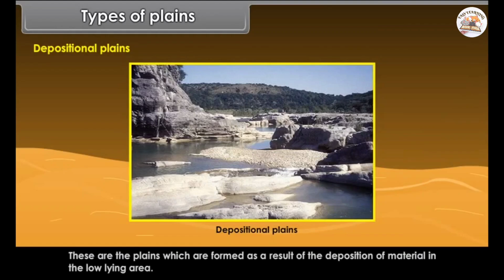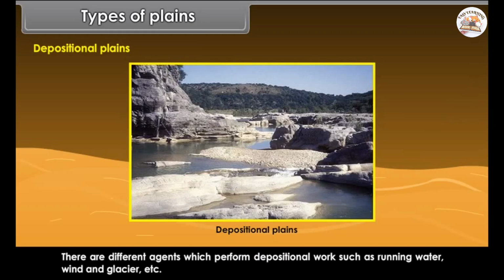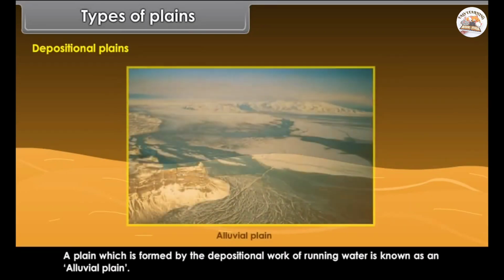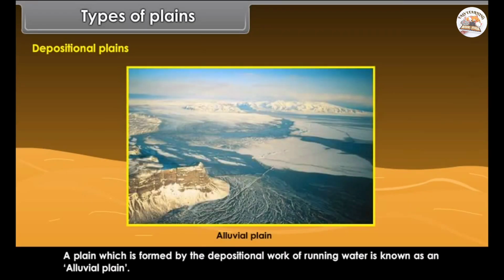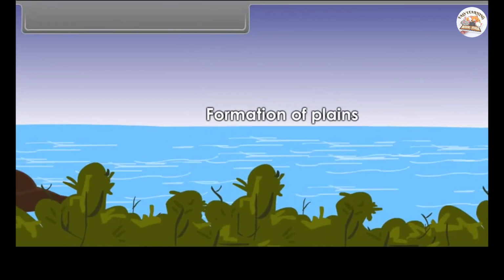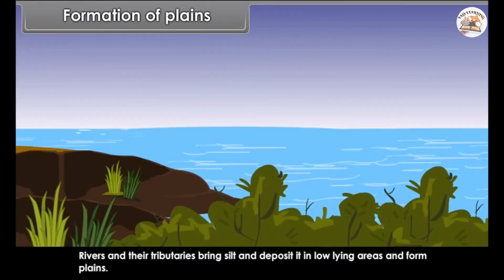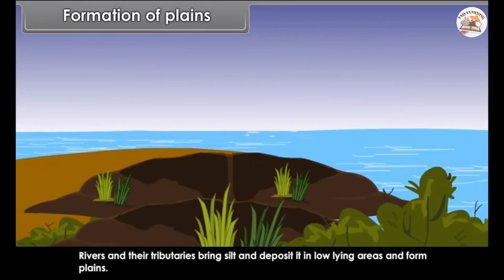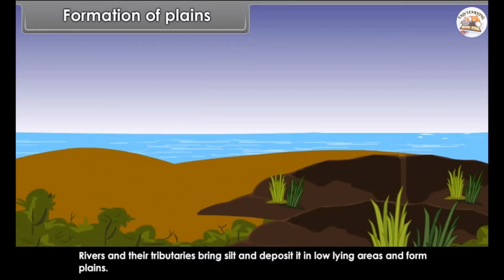Depositional plains. These are the plains which are formed as a result of the deposition of material in the low-lying area. There are different agents which perform depositional work such as running water, wind and glacier, etc. A plain which is formed by the depositional work of running water is known as an alluvial plain. The Indus plain and Ganga-Brahmaputra plains are examples of alluvial plains. A plain which is formed by the depositional work of wind is called Loess plains. Northwestern China is an example of this plain.